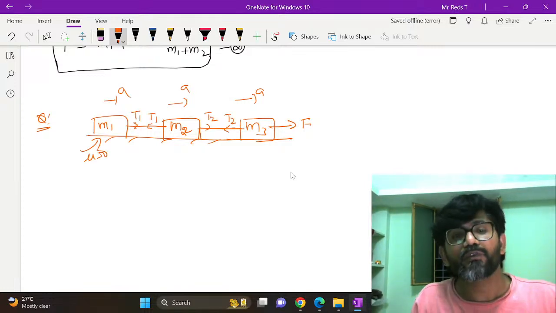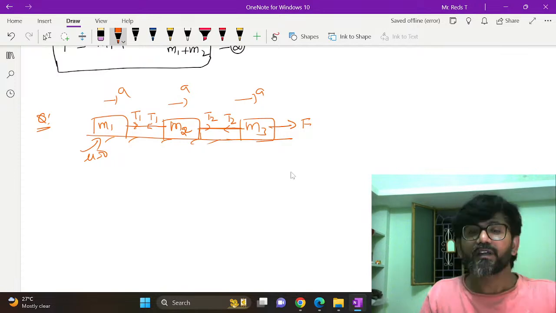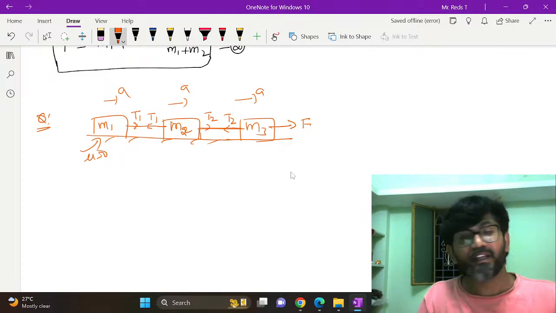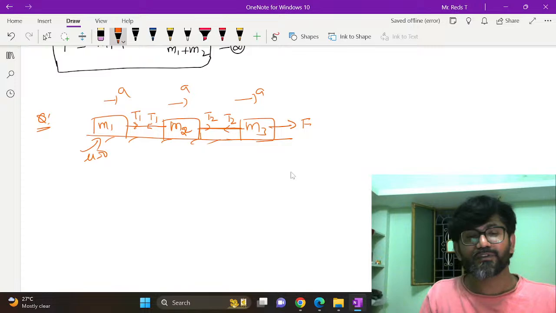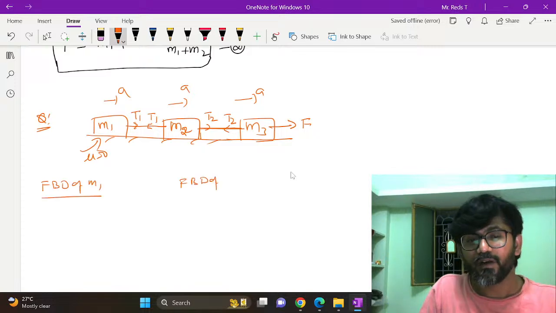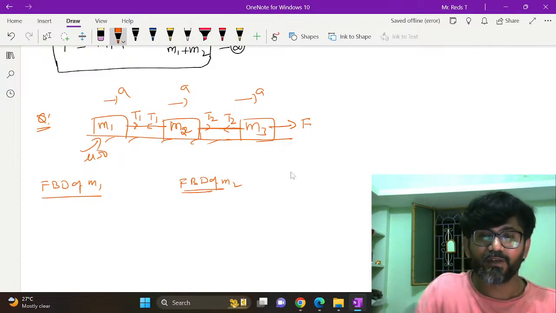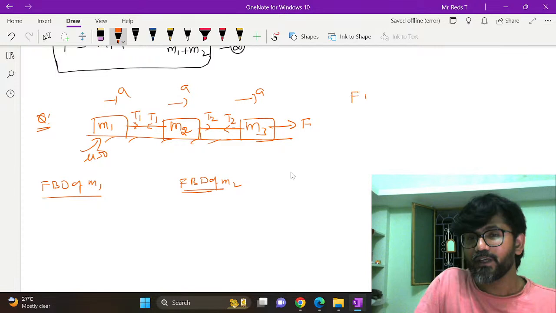Now draw free body diagrams. Directly you can find acceleration anyway, but to find tension you have to write equations of motion surely. Now let us try to draw free body diagrams and equations of motion, so that you can do it properly without any confusion. Free body diagram of M1 here, then equation of motion. Free body diagram of M2 here and equation of motion. Then free body diagram of M3, and its equation of motion.